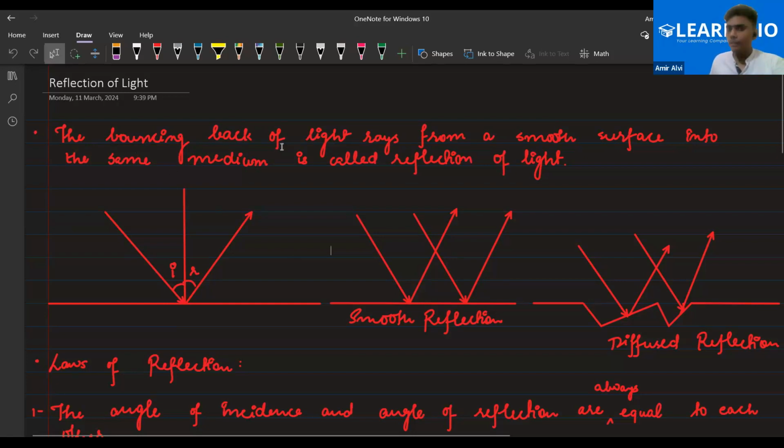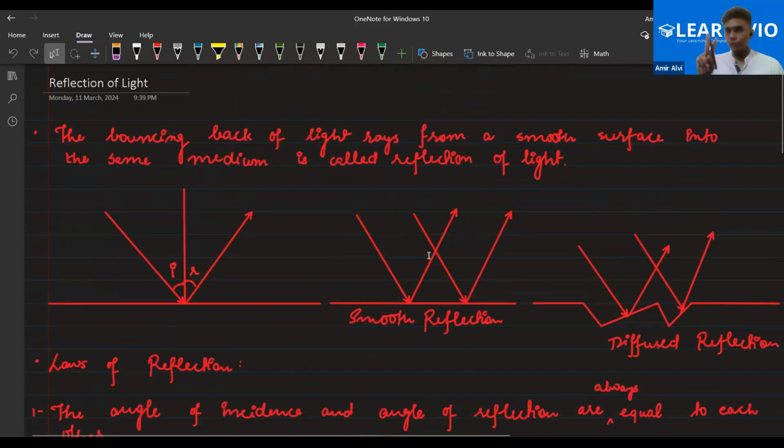The bouncing back of light rays from a smooth surface into the same medium is called the reflection of light. Clear, everyone? Yes. Okay, so that's it. Because that saves your time to write it down and my time as well, and we can cover more syllabus.